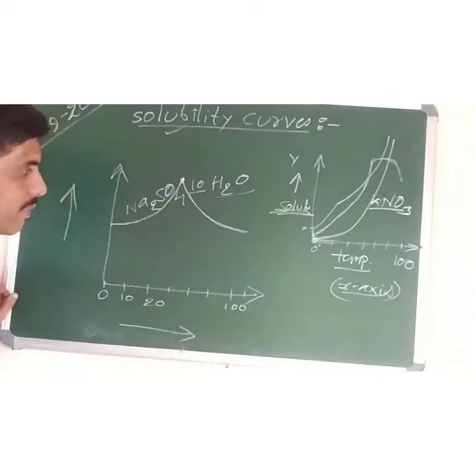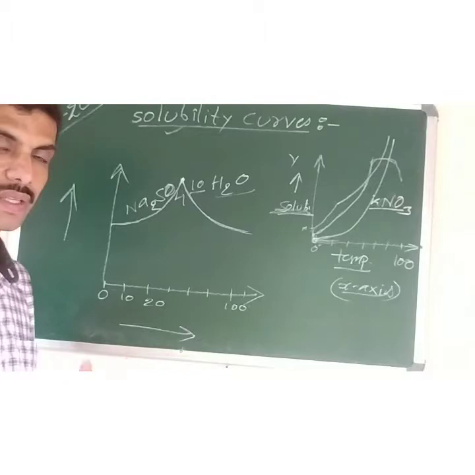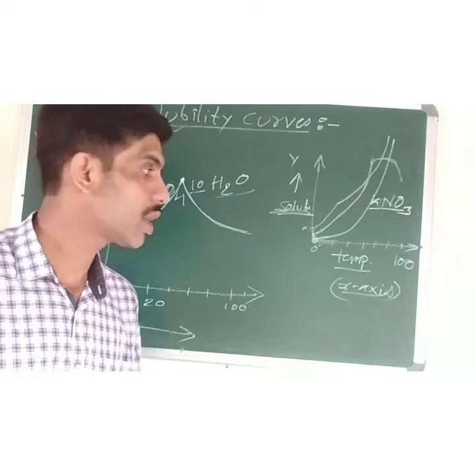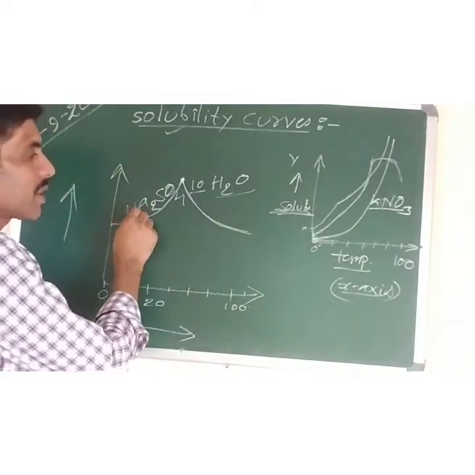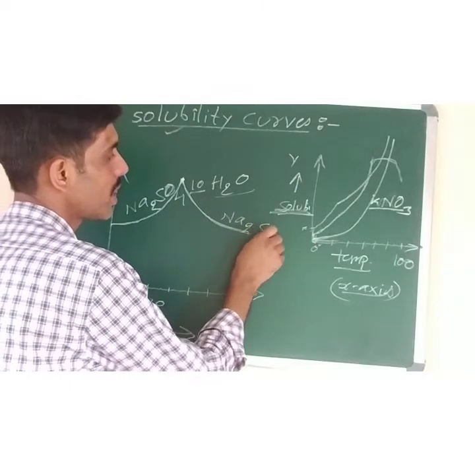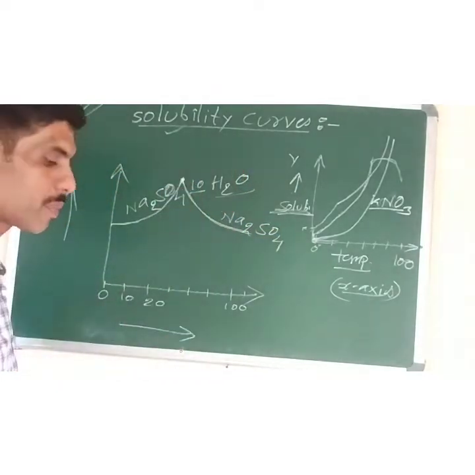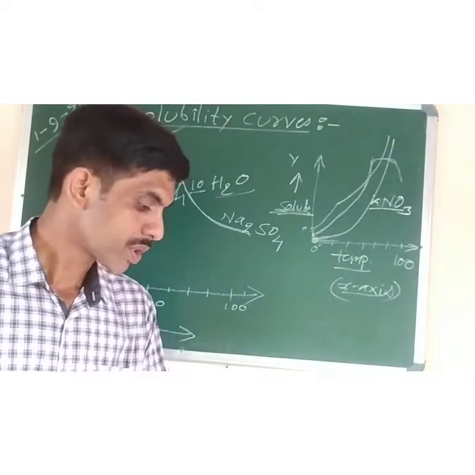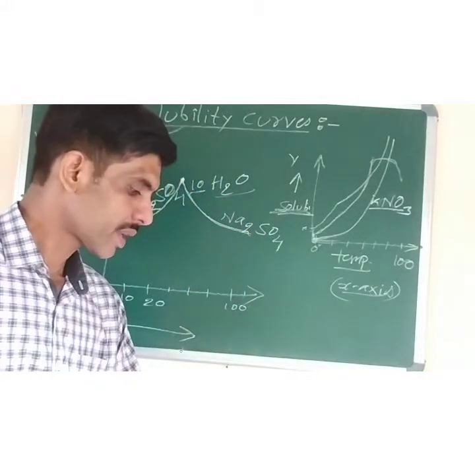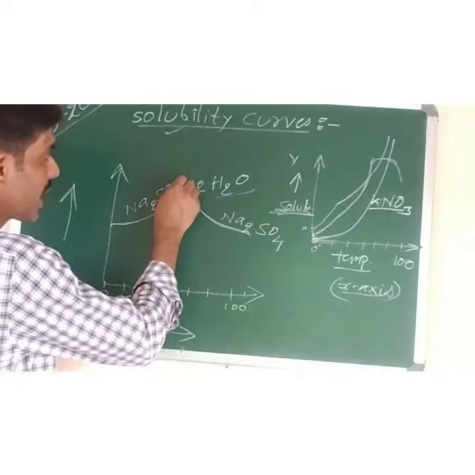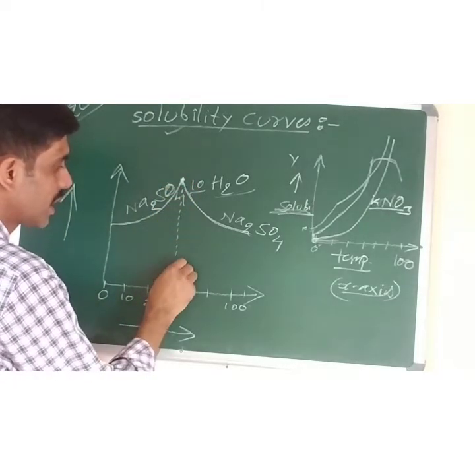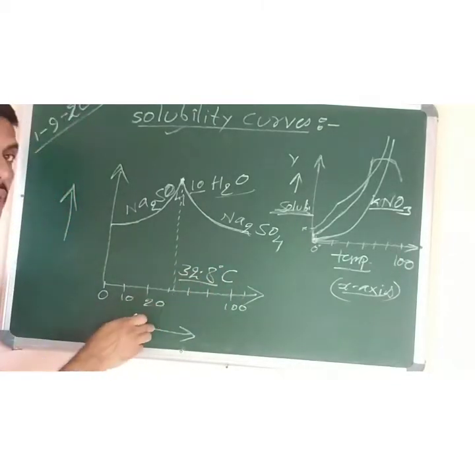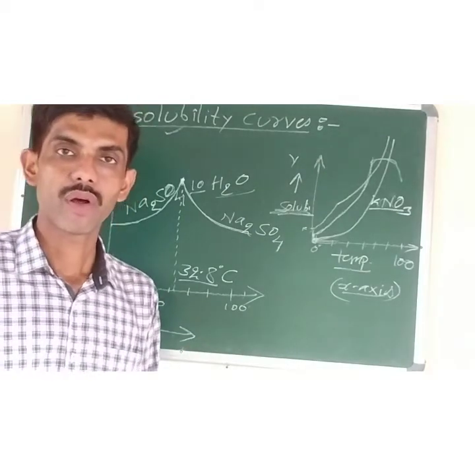So if the question is asked, why is there first an increase in solubility with temperature, and then a decrease in the solubility of sodium sulfate? Because this sodium sulfate decahydrate will change into sodium sulfate only, the water of hydration will be removed. So I will just read out, solubility of sodium sulfate decahydrate, a sudden change in direction. At which temperature? At 32.8 degrees C. So this temperature which is marked, it is 32.8 degrees C. At this particular temperature, this change in the graph is obtained.